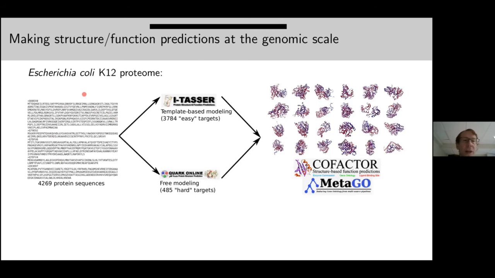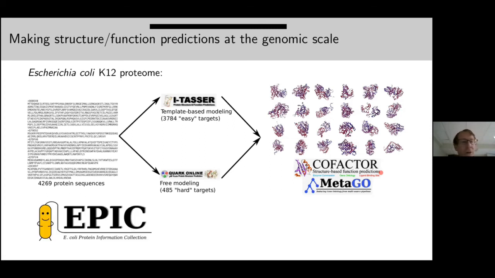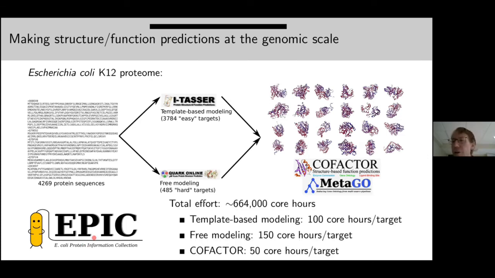So we take about 4,200 protein sequences. We predict structures based on either I-TASSER or QUARK, depending on whether we need a template-based or a free model. And then we put these into our COFACTOR and also a refined pipeline called MetaGO for doing function prediction. And when we do this, we get function and structure predictions for a large number of proteins. We call this the E. coli Protein Information Collection, or EPIC. This is going to be going up on a website soon. Overall, this took about 600,000 core hours of computer time for the modeling plus the function prediction. But what is immensely useful here is we get these proteome-wide predictions of both structure and, importantly, function.